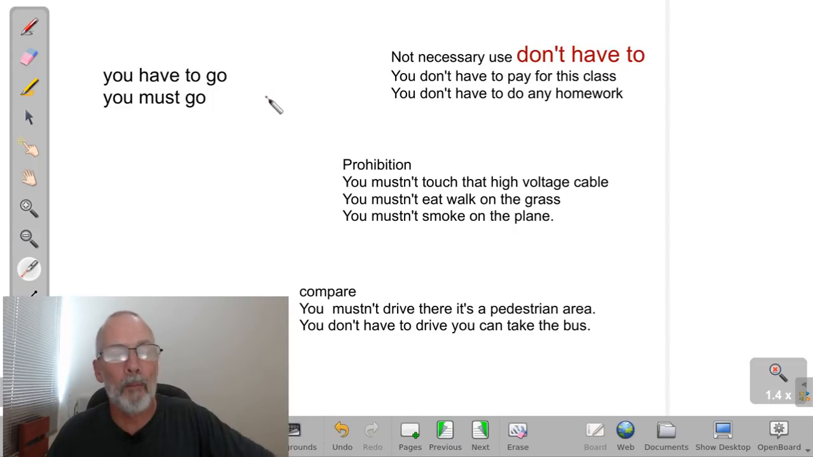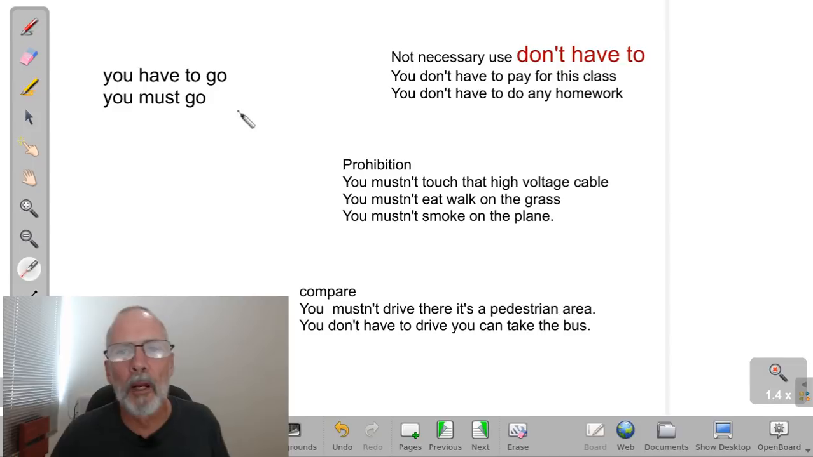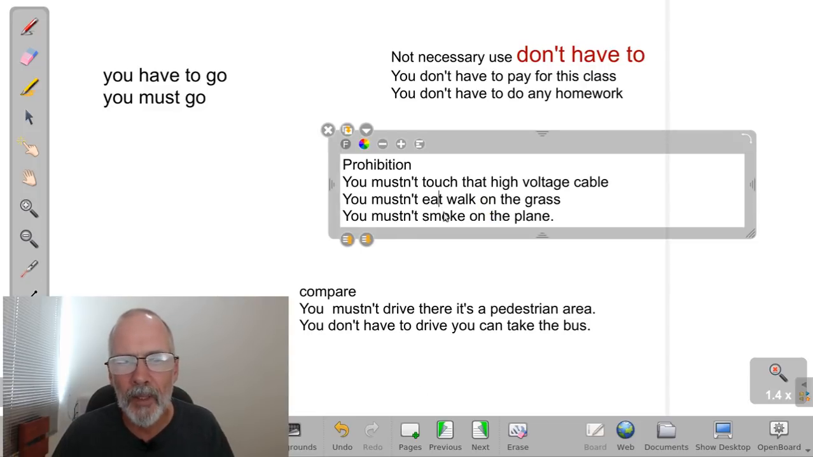I think one time one person did pay, but normally people don't pay. You don't have to do any homework. And prohibition. You mustn't touch that high voltage cable. It's prohibited. Plus, it would probably be very stupid to touch it because you could get an electric shock and die. You mustn't, here I made a mistake, sorry, this should just have one verb here.